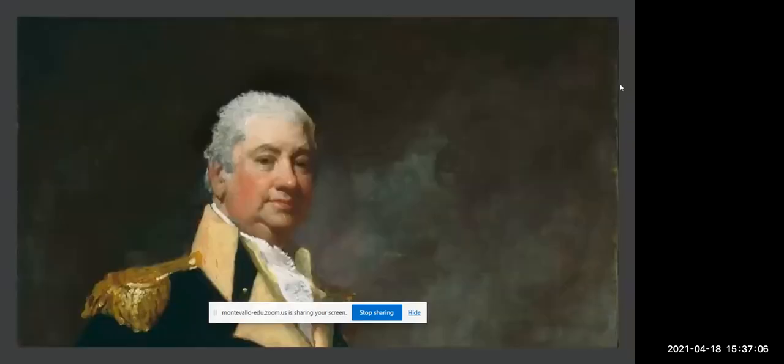Henry Knox, a military officer of the Continental Army and later the United States Army. He also served as the first United States Secretary of War from 1789 to 1794. Henry Knox's parents, William and Mary, were Ulster Scot immigrants who immigrated from Derry to Boston in 1729.